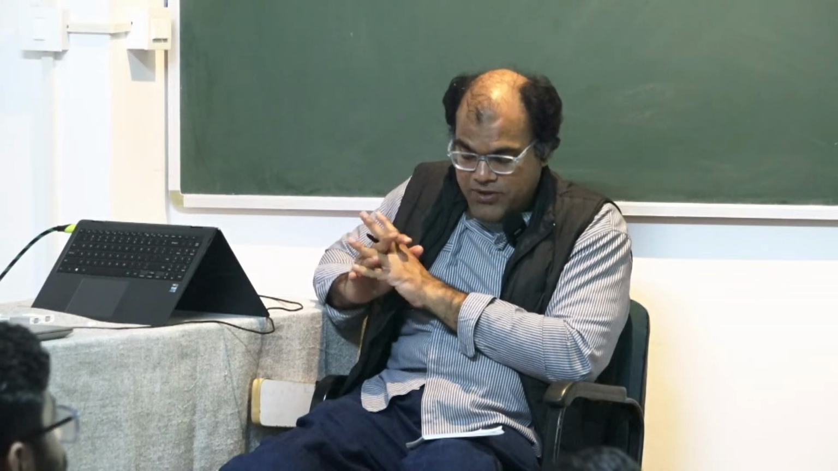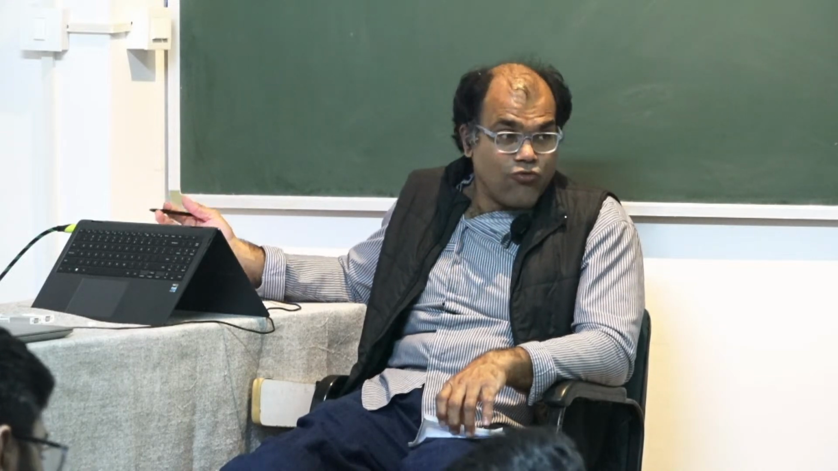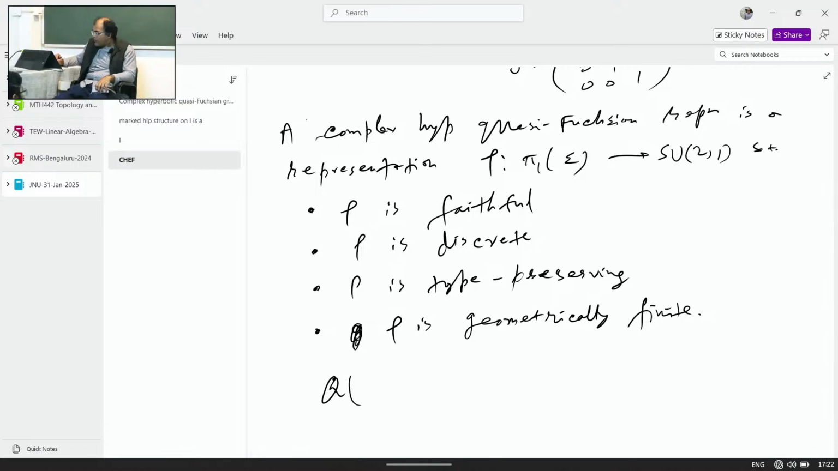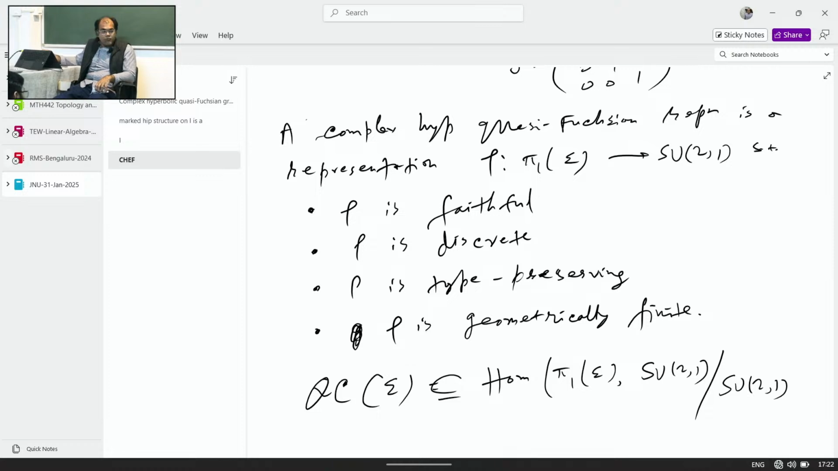So we have to add this condition. All discrete, faithful, type-preserving geometric representations are called complex hyperbolic quasi-Fuchsian representations, and the space of all such representations, or their images, is called a complex hyperbolic quasi-Fuchsian group. The space of all such representations is called complex hyperbolic quasi-Fuchsian space. So QC sigma is a subset of Hom(pi_1(sigma), SU(2,1)) modulo SU(2,1) consisting of these representations.